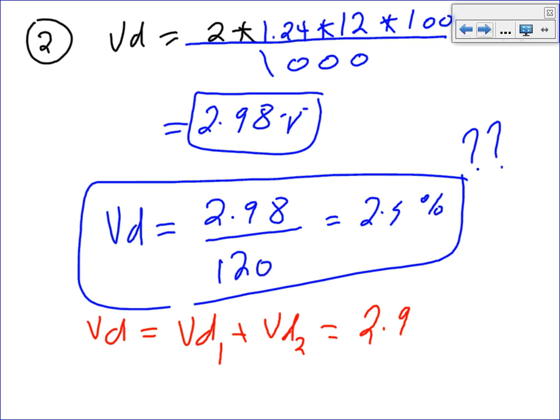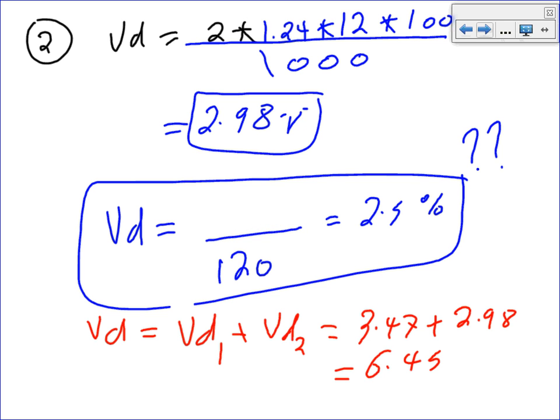The first one was 3.47, and then 3.47 plus 2.98 equals 6.45. Okay, now this is how much actual voltage we lost at number 2, not the 2.98, guys, right? Because we already lost it. Can you guys see that? We already lost the stuff. So instead of having this number here, I want to put 6.45. And what's the percentage from the source voltage?